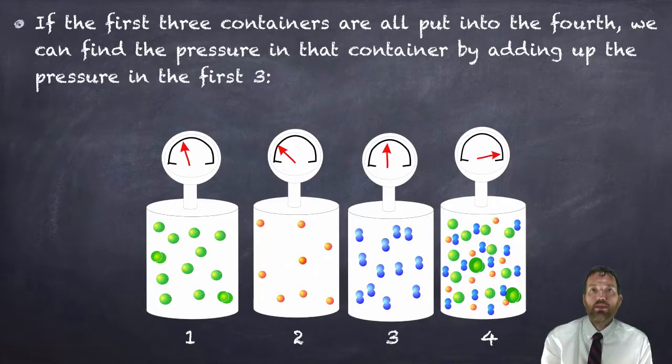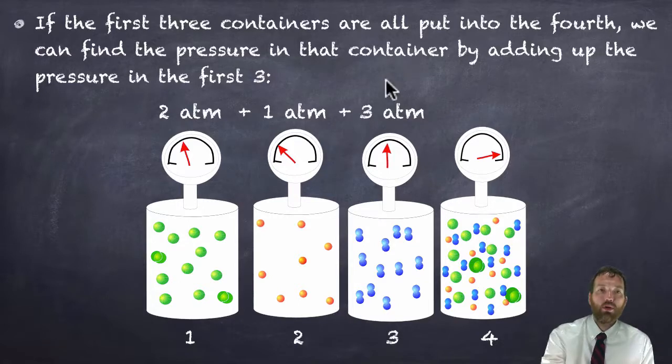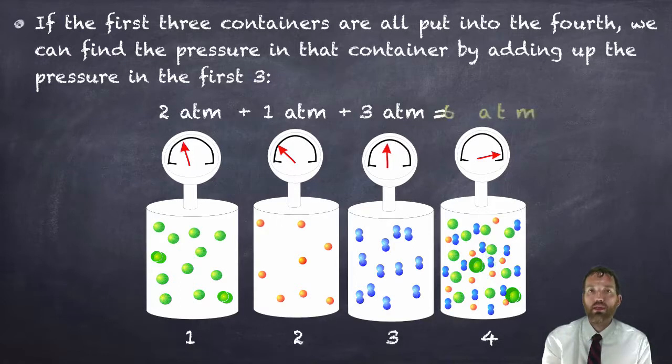So if the first three containers here are all gases and they're put into the fourth, we can find the pressure in that container by adding up the pressures in the first three. If container 1 was at 2 atmospheres of pressure, container 2 was 1 atmosphere, container 3 was 3, and I put them all into this fourth, the P total, using Dalton's law, would be very simple to find. We just add them up. 2 plus 1 plus 3 is 6 atmospheres of pressure.